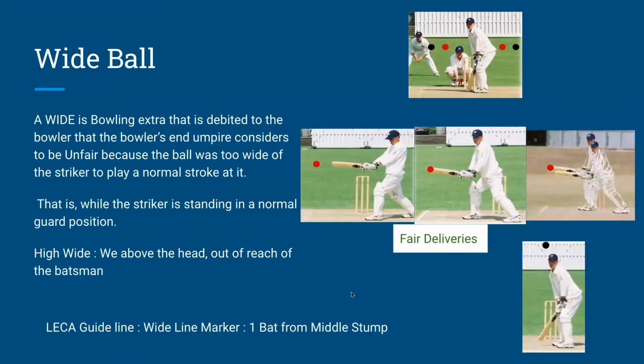Okay, so white balls. The first picture shows you where one bat from the middle of the stump is. That's where the black thing is. Anything in the red is in the zone of hitting. The biggest thing you have to observe on white balls is the intent of the batsman before the ball is delivered. Before the ball has been completely delivered, if he moves and makes room to hit down the leg, the white marker moves by the same amount of distance.